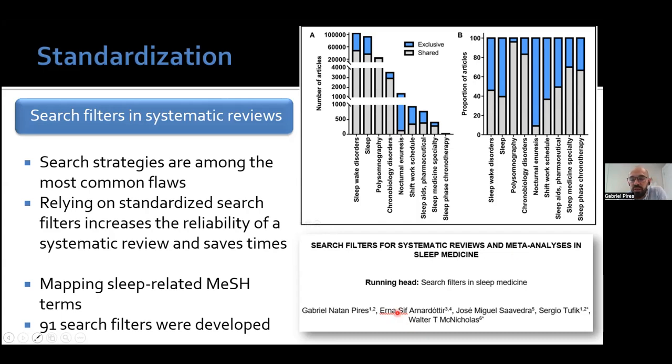So with some colleagues from Iceland, from Brazil, and from Ireland, we developed a list of search filters for sleep medicine. This is not published yet. It is under review and probably will be on a preprint very soon. We performed a list of search filters for every possible sleep disorder that is listed on the International Classification of Sleep Disorders, and some additional conditions like chronotype, like sleep deprivation, like some disorders that are not fully recognized as clinical entities nowadays, like sexsomnia, restless sleep disorder, upper airway resistance syndrome, and so on.